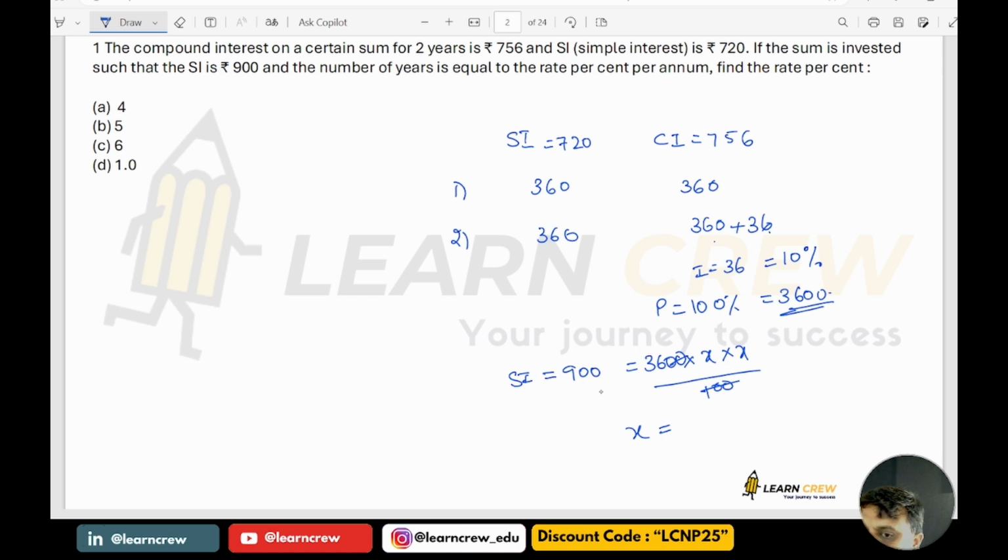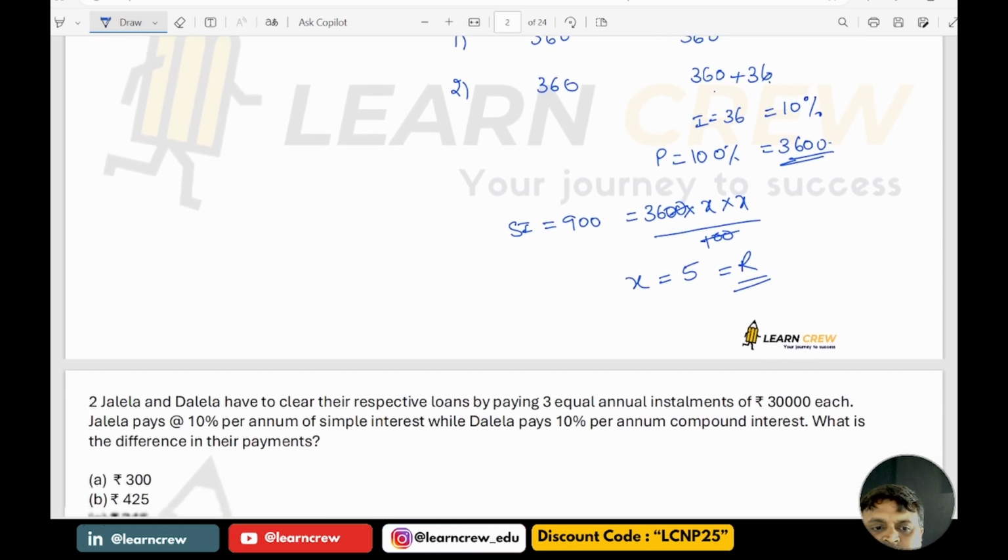X square is equal to 25. So X is 5. Thereby this is the rate of interest. Time and rate of interest both are same. So each is how much? 5 numerically. So the rate of interest R is 5% per annum. I hope it is clear.